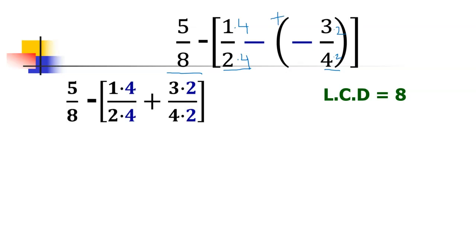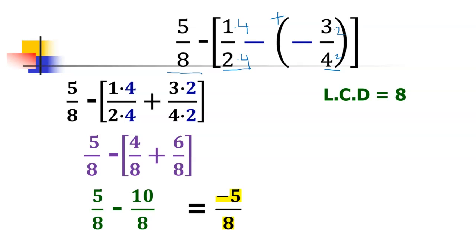Let's look at this at the next step. So as you can see, I'm multiplying 1/2 by 4 over 4. I changed the two negatives into a plus sign because of the parenthesis. And the 3/4 I multiply by 2 and 2. So let's go ahead and multiply now and see what we get. So we have 5 over 8 minus 4 over 8 plus 6 over 8. We are still inside the parenthesis. So we're going to get 5 over 8 minus 10 over 8. And this will give me my final answer, -5 over 8.